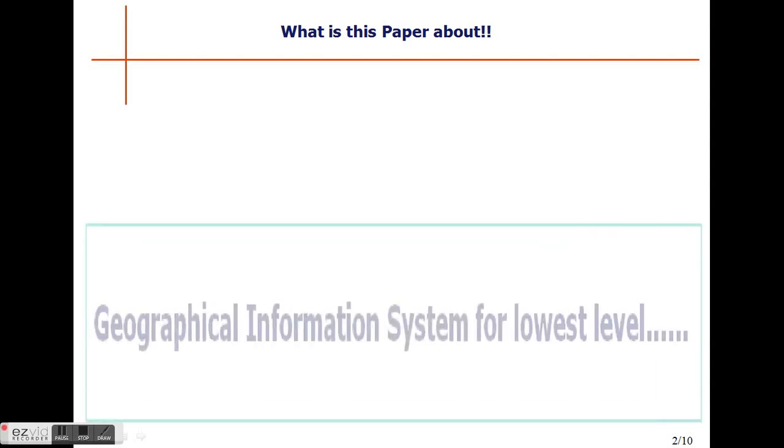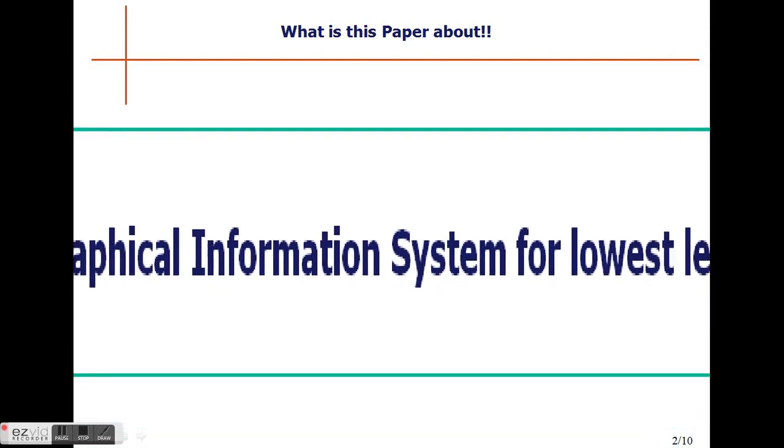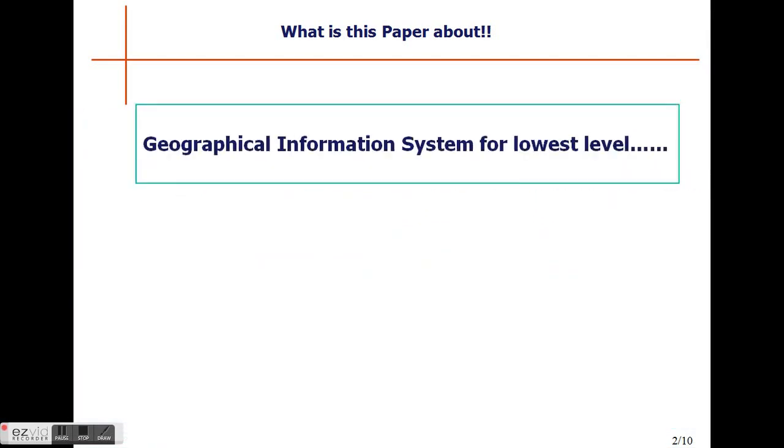So, what is GIS? It is a system comprising of dataware, humanware, hardware and software working together to capture, store, analyze, reproduce and retrieve information.